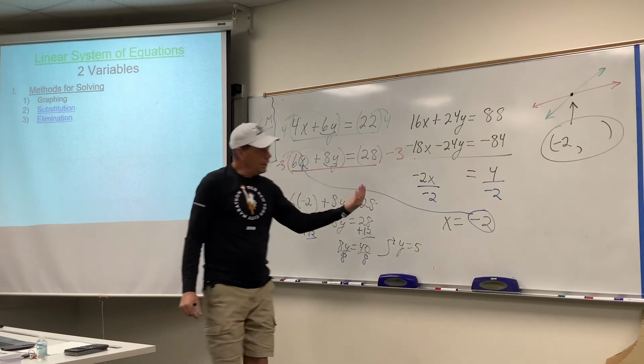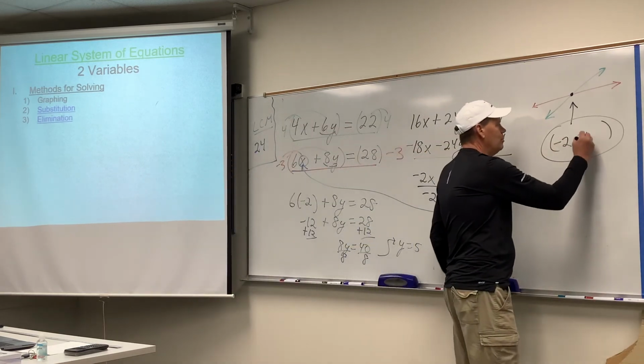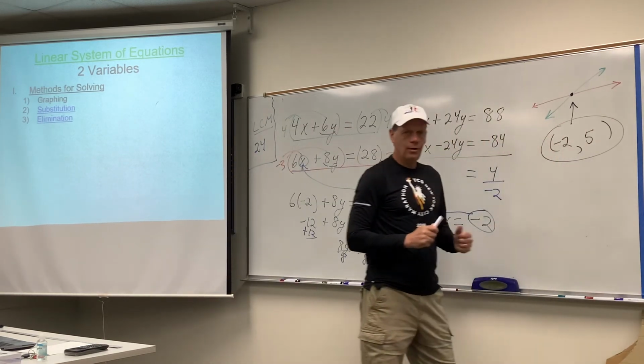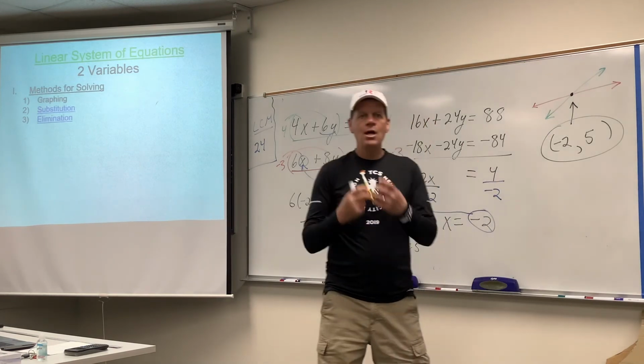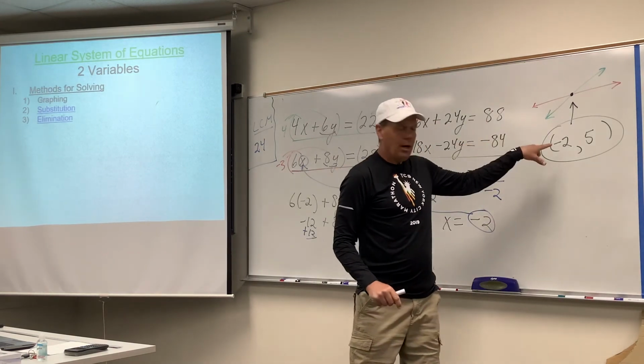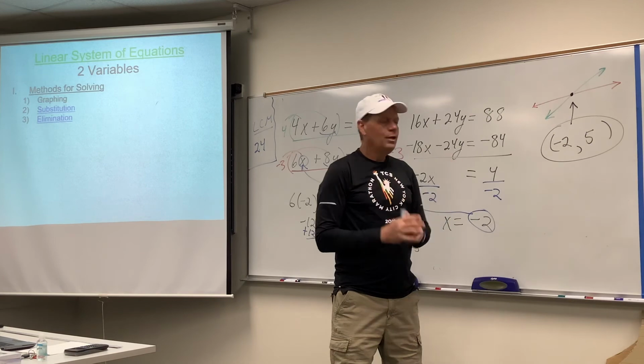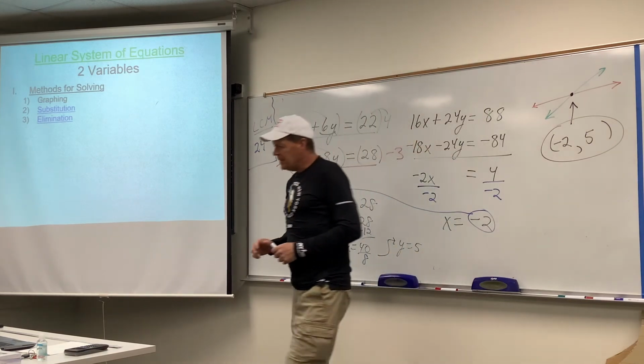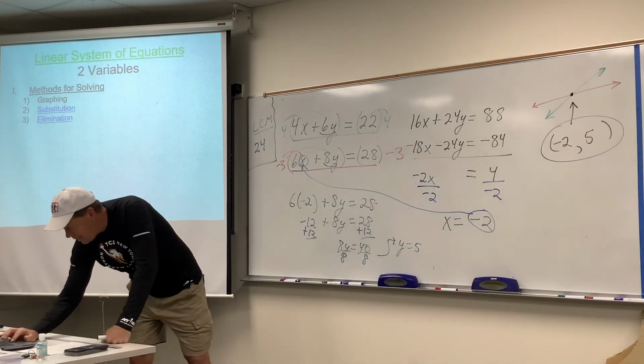And then you come over here and you put 5 in there, and that would be the point where these two lines cross each other. The ordered pair, negative 2, 5. Our answer is that ordered pair there that I've circled. So, anyway, that's elimination. And I hope that made sense to you, as always.